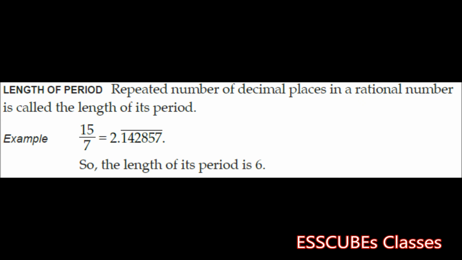So what is the length of a period? The repeated number of decimal places in a rational number is called the length of the period. Like the example that we are discussing, 15 by 7 is nothing but 2.142857 with a bar over that. Check what is the divisor? It's 7. So we have a maximum of 6. This is known as the length of the period.